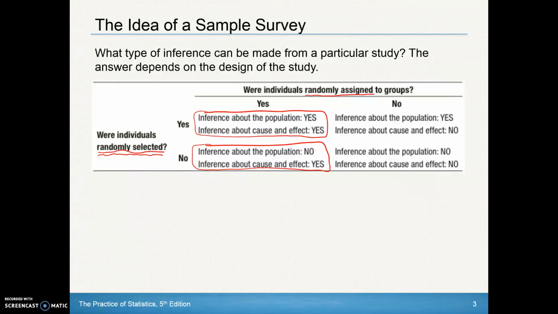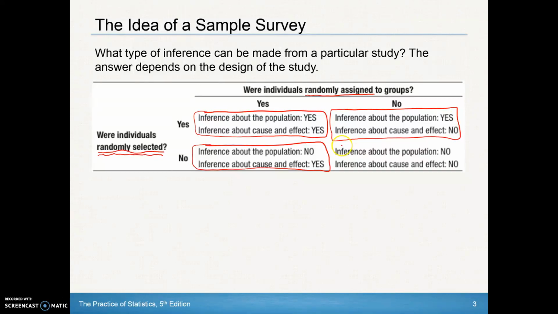The other box would be if we were randomly selecting people from the population, but we didn't randomly assign them into groups. So generally that's kind of some blocking situations. So we certainly could make inferences about the population, but we couldn't establish a cause and effect.